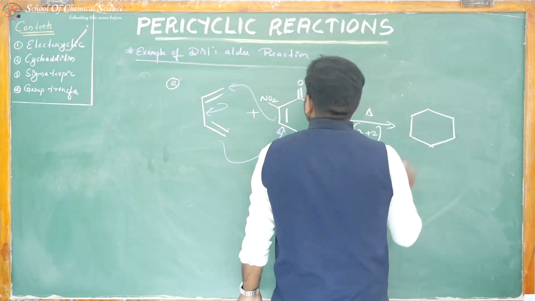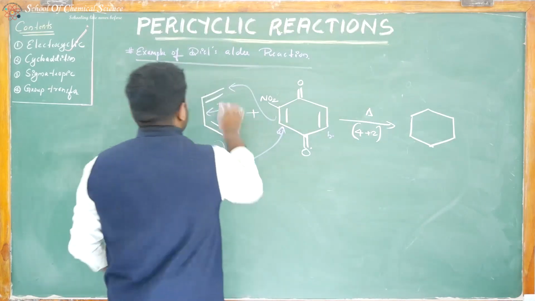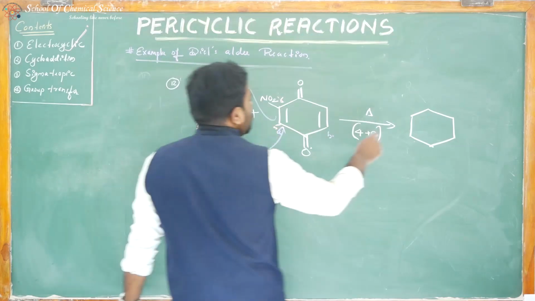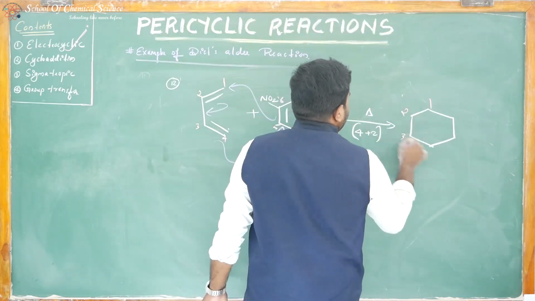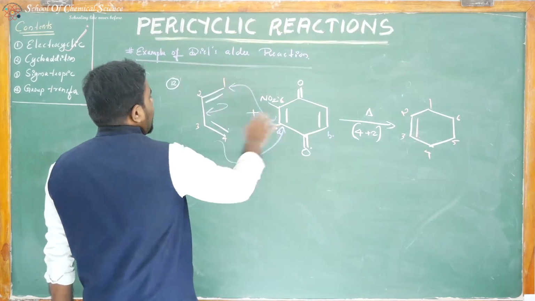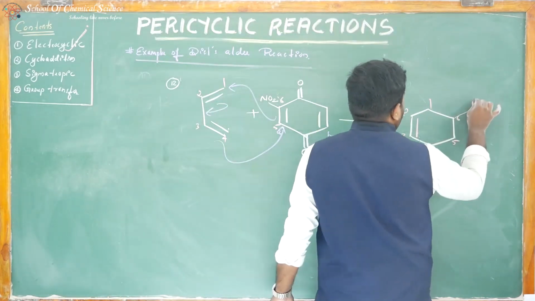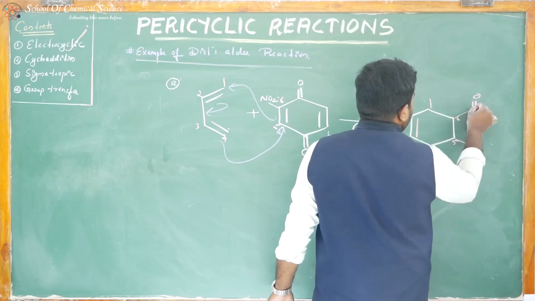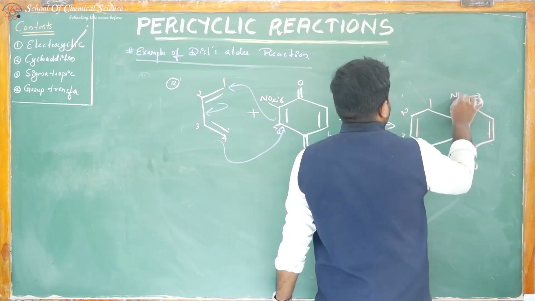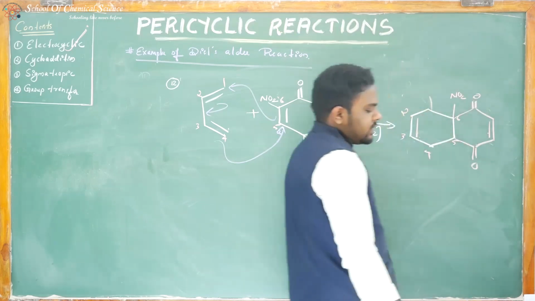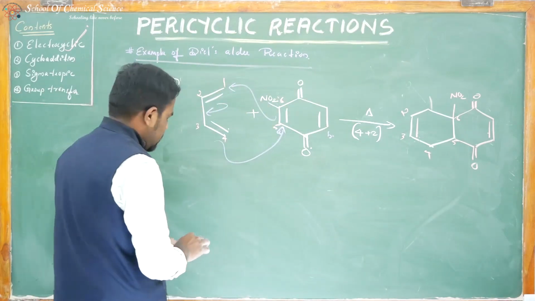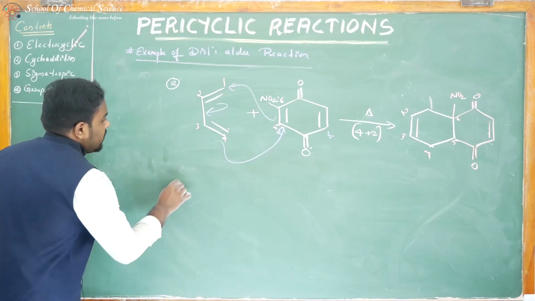A six-membered ring, this is carbon number 1, 2, 3, 4, 5, 6. Between 2 and 3 a pi bond is formed. 1 and 4 are connected to the quinone ring. And at carbon number 6 an NO2 group is present. So that's your product. And last, question number 13.